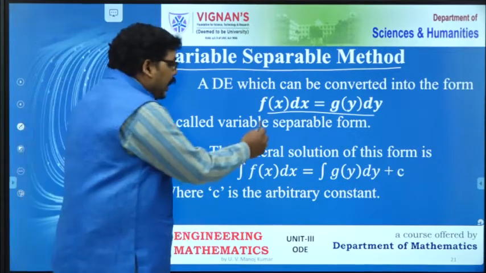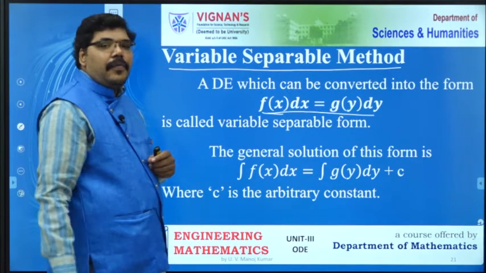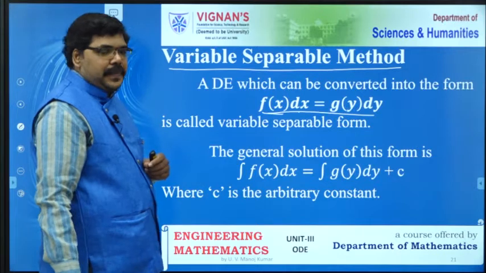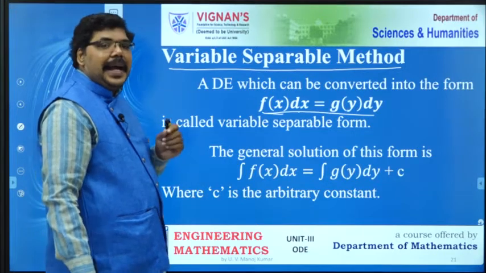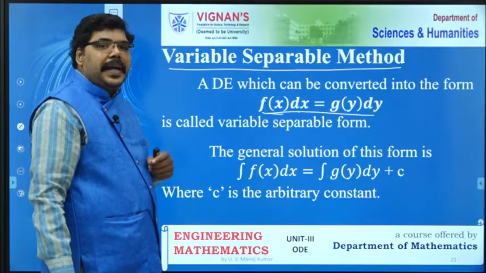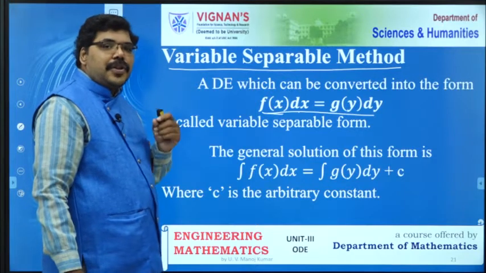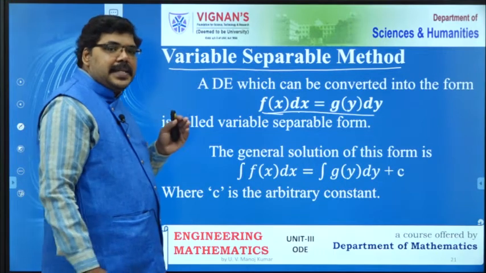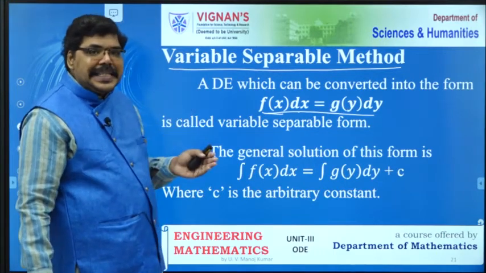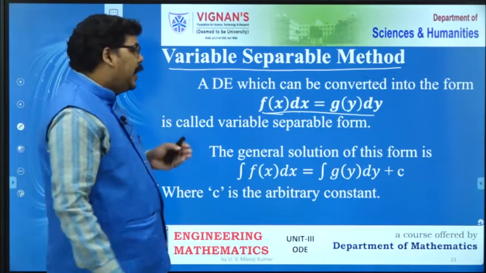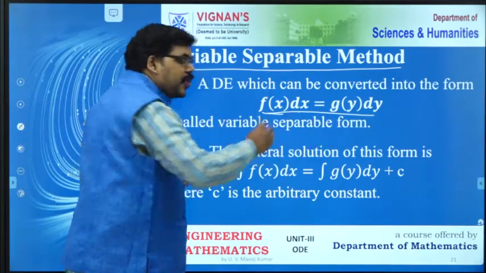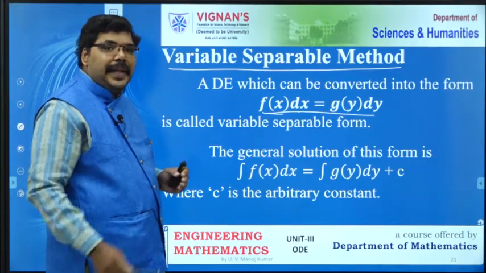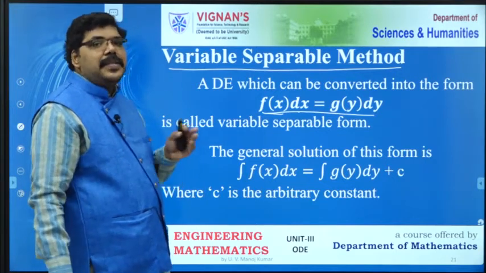So I have a function of x multiplied with dx, and on the other side I have a function of y multiplied with dy. So the first order derivative dy by dx is separated. dy is written on one side, dx is written on the other side, and I am multiplying dy with a function of y and dx with a function of x. So I am separating the variables, and this is called variable separable form.